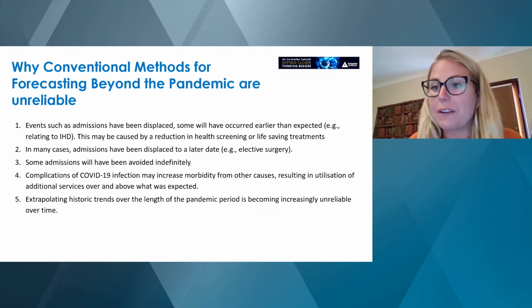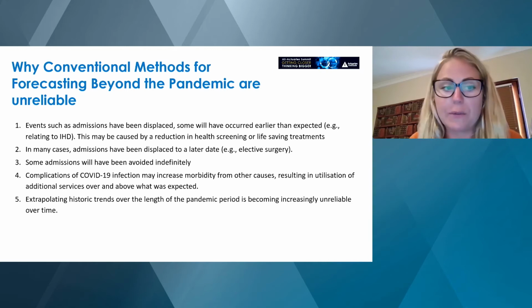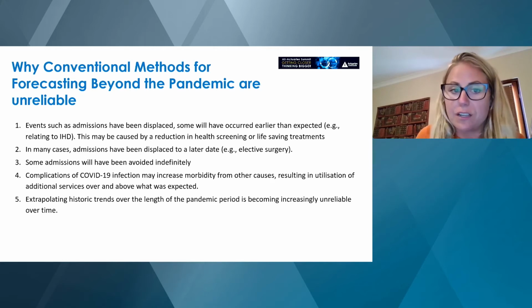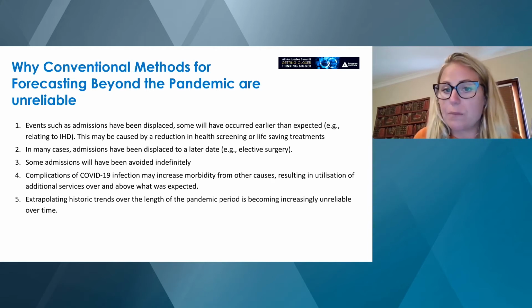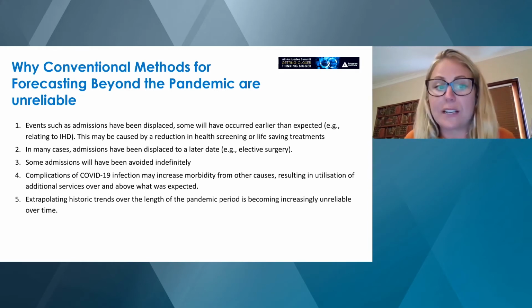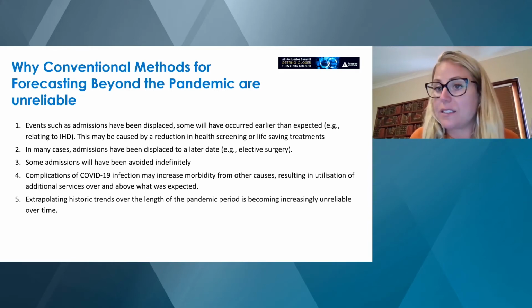We've come up with 5 main reasons for this. Some of these you'll be very familiar with, but the one around displacement is the one that we've really done quite a lot of work on. The first is that events such as admissions in PHI, for example, would have been displaced. Some will have occurred earlier than expected, perhaps related to IHD, ischemic heart disease.